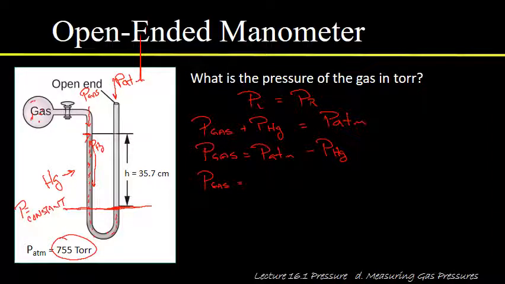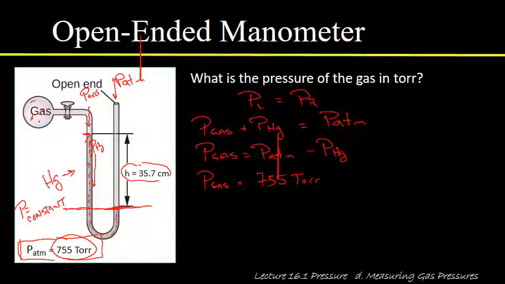I should have pointed this out earlier. Manometer questions will usually include some notation about atmospheric pressure in them. Okay, so the atmospheric pressure in this case is 755 torr. Okay, and the pressure of the mercury is this column right here.